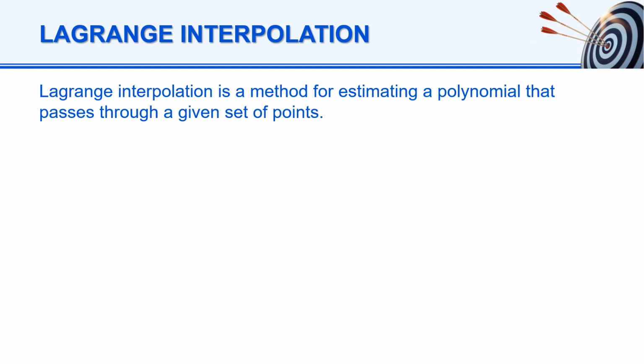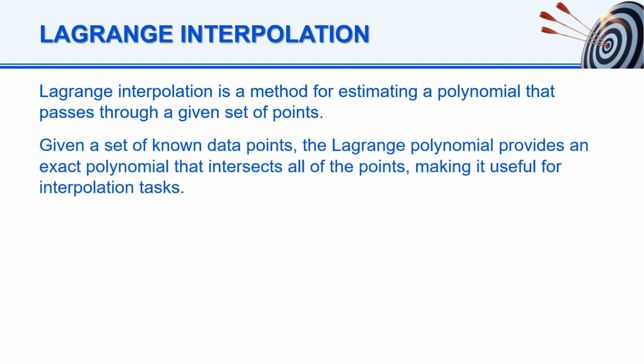Lagrange interpolation is a method for estimating a polynomial that passes through a given set of points. Given a set of known data points, the Lagrange polynomial provides an exact polynomial that intersects all of the points, making it useful for interpolation tasks.